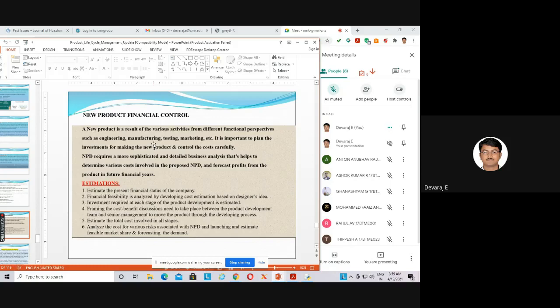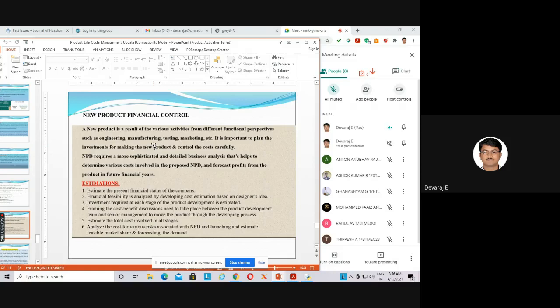So that's very important. Then, framing the cost benefit discussion needs to take place between the product development team and senior management to move the product through the developing process. So this also is very important, the cost benefit discussion. After manufacturing the product, for example, if all the process is finished from design phase to marketing phase, we should see how much we invested, and how many products we should sell in 1 month to get back the investment cost. So this we should discuss.